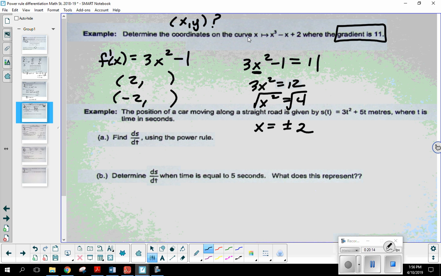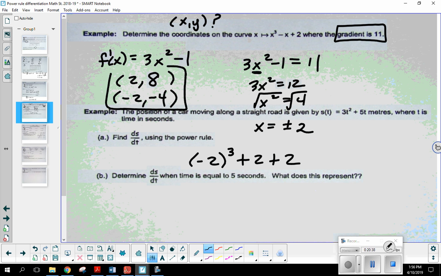So if I plug 2 in, so 2 cubed minus 2 plus 2, well, that's easy enough. We get what? 8. And if I plug in a negative 2, so negative 2 cubed. Now we're subtracting a negative, so that's a plus 2 plus 2. So that's going to be negative 8 plus 4. Negative 4. So 2 locations where that happens.